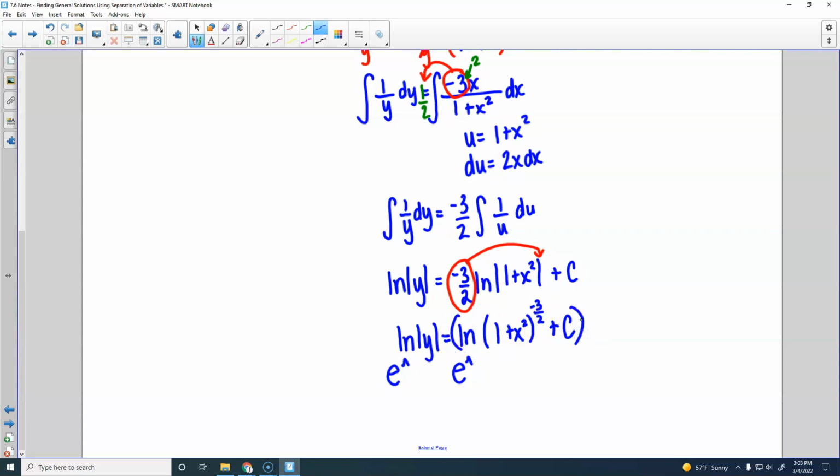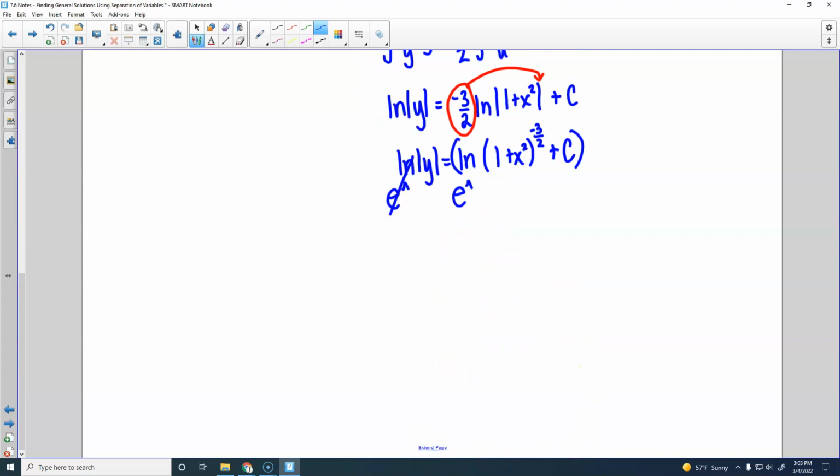So this seems complicated, what I'm going to explain now, but it's going to become pretty easy as we do more of these problems. Over here, this is going to cancel. We got absolute value of y. We're going to use that same property I just did when I had e to the x plus y, and I wrote it as e to the x, e to the y. So I can write this as e to the natural log of 1 plus x squared negative 3/2 times e to the c.